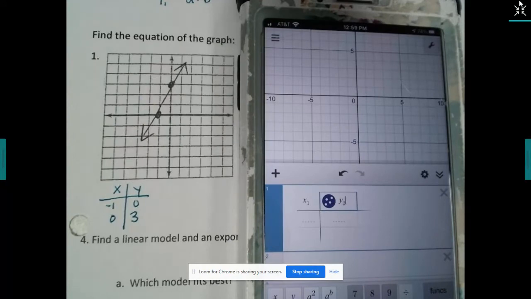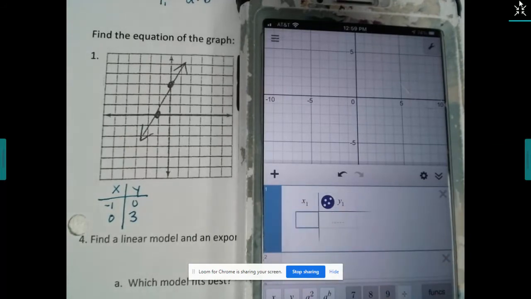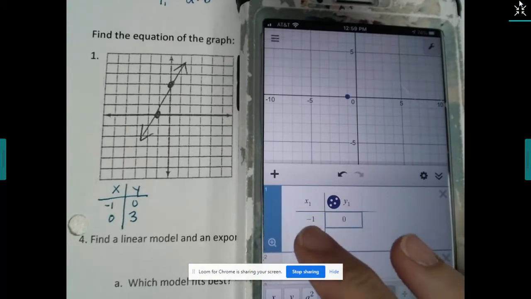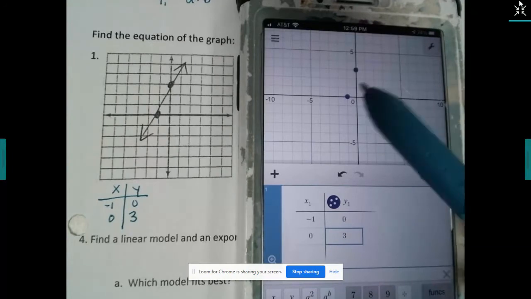Like if you wanted it to be Y2 for some reason, you could change it, but you always want it to be X1 and Y1. So for our table, we have -1, 0, and we have 0, 3. And you can see it'll plot those up here.